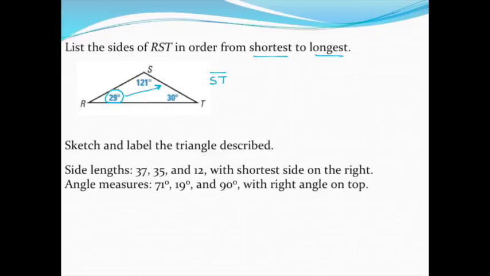If I want to find my longest side, in this case it's pretty obvious what the longest side is, but mathematically, it works out that since 121 is my biggest angle, that's going to be opposite my biggest side. So side RT must be the longest side. And then, of course, the middle side will be what's left over, but it's also, again, going to be that side that's across from the middle size angle.